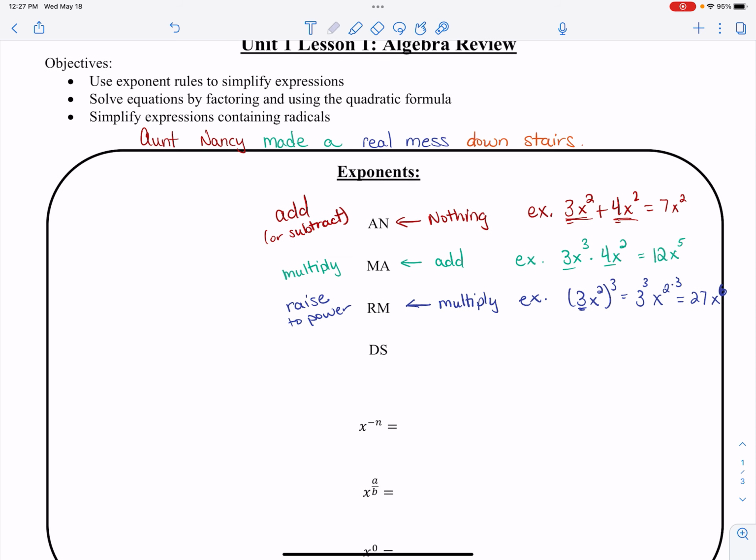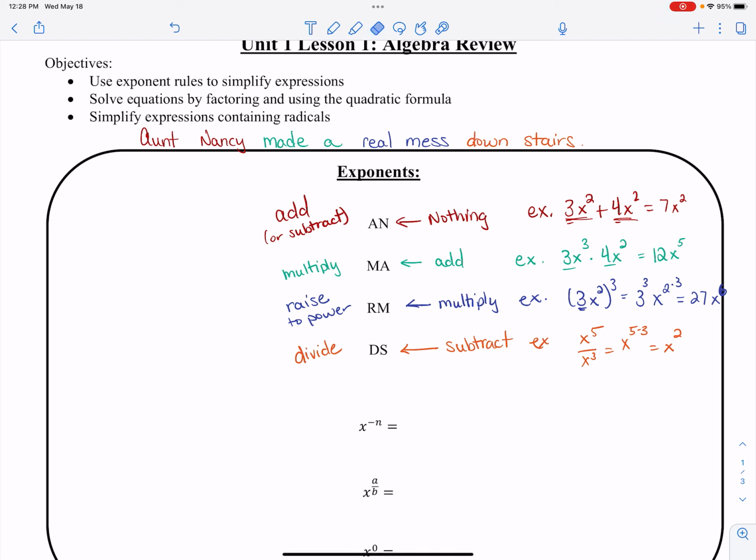And then the last one, maybe you can guess, the one thing we haven't done yet, D stands for divide. So if you are dividing bases, then you are going to subtract the exponents. So for example, if I had x to the 5th divided by x to the 3rd, that would give me x to the 5 minus 3, or x squared. And of course, that only works for like bases. If I have x to the 5th over y to the 3rd, obviously those don't even combine at all.